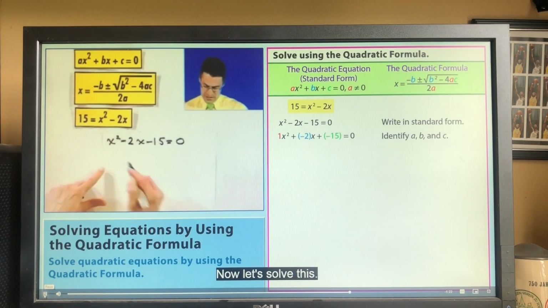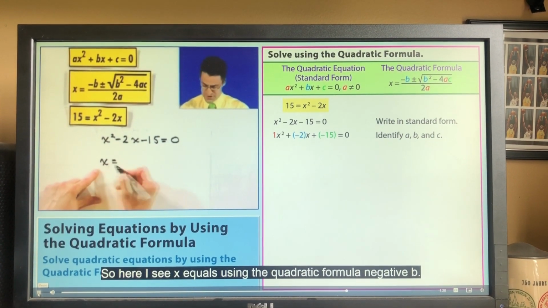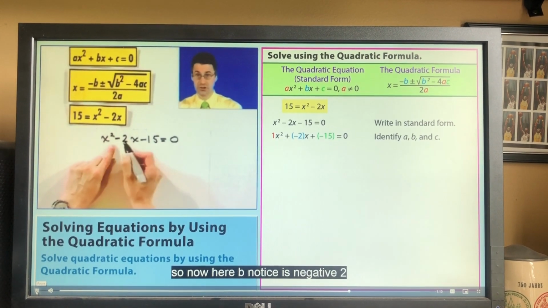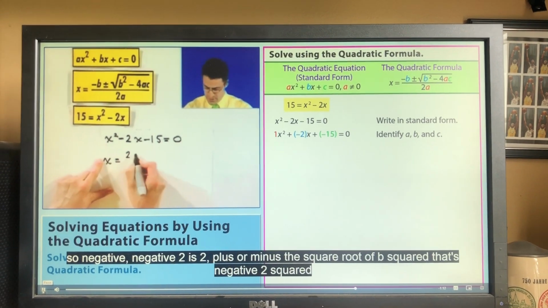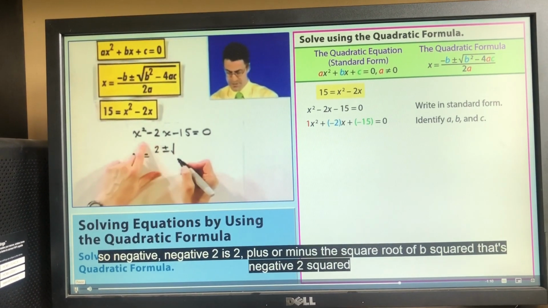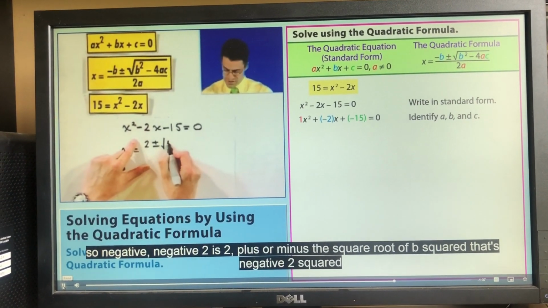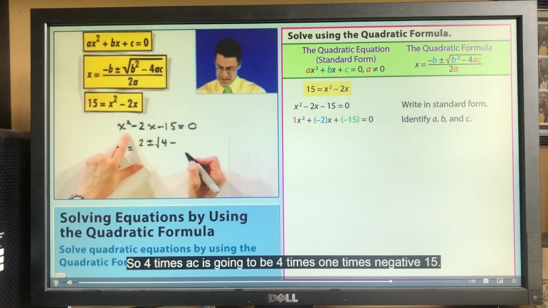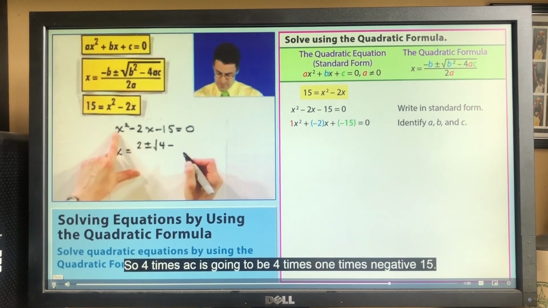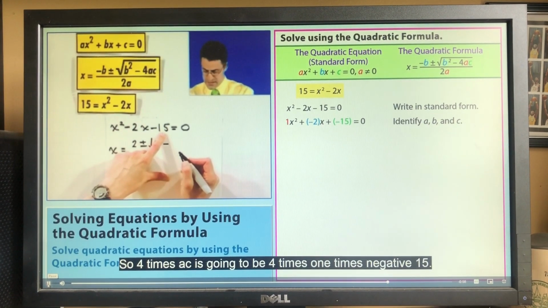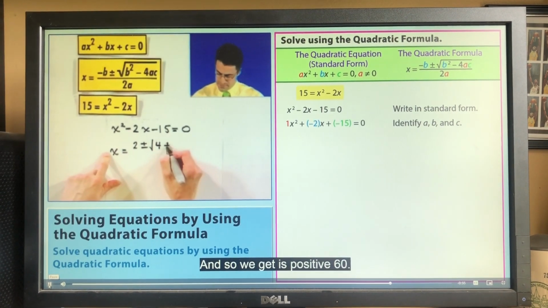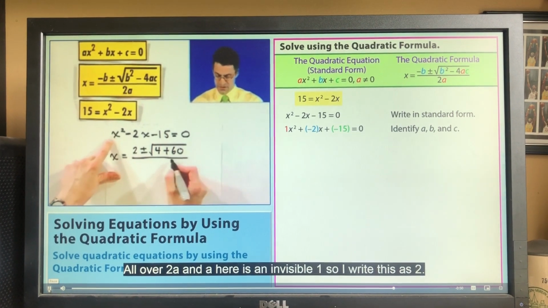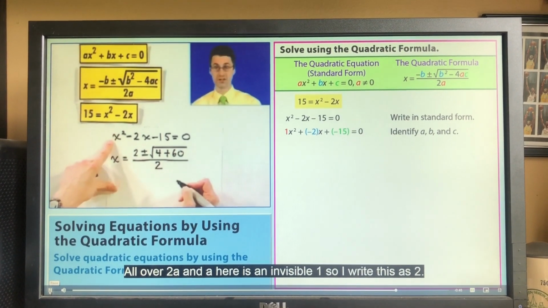Now, let's solve this. So here I see x equals, using the quadratic formula, -b. So now here, b, notice, is -2. So -b is 2, plus or minus the square root of b squared, that's -2 squared, which is 4, minus 4 times ac. So 4 times ac is going to be 4 times 1 times -15, and so what we get is positive 60. All over 2a, and a here is an invisible 1, so I write this as 2.